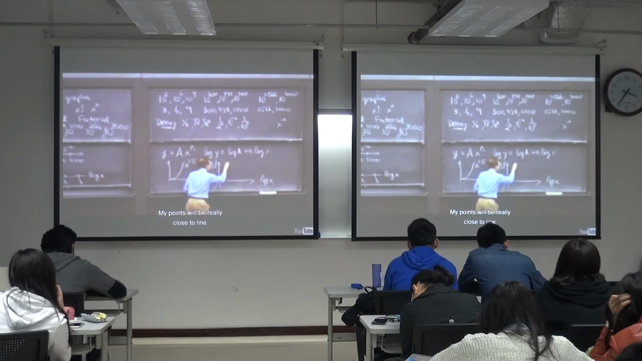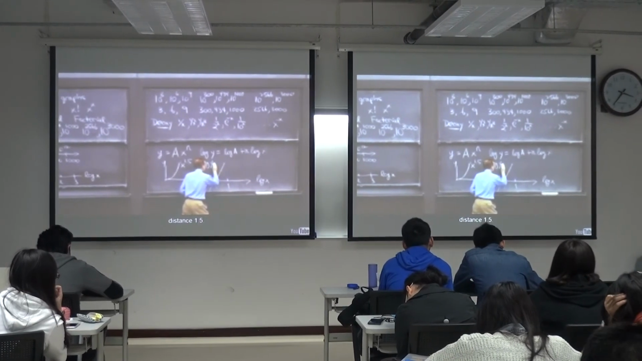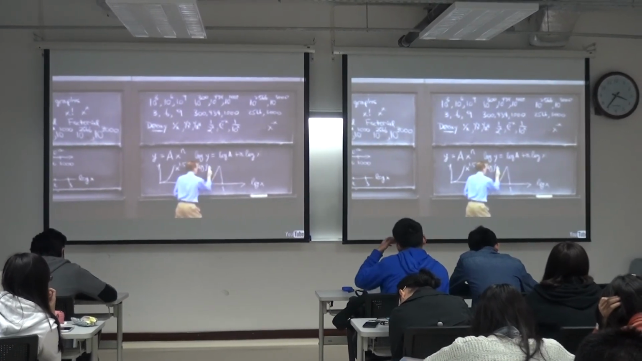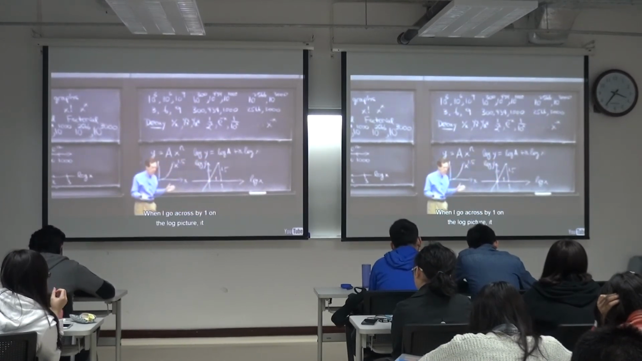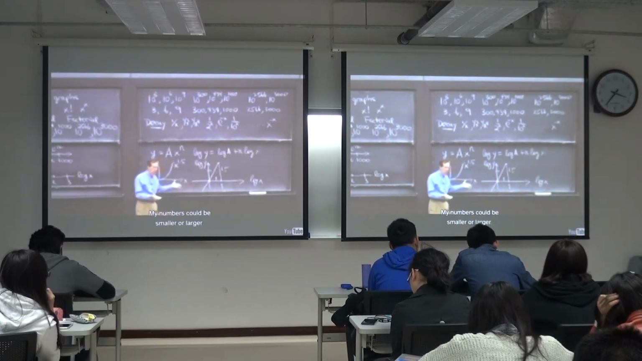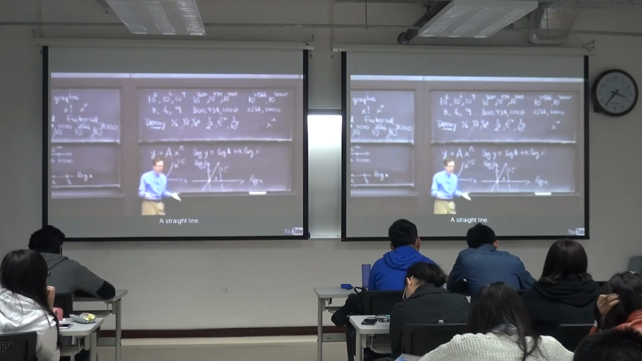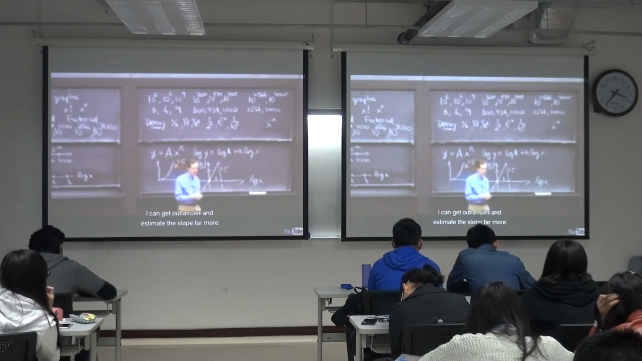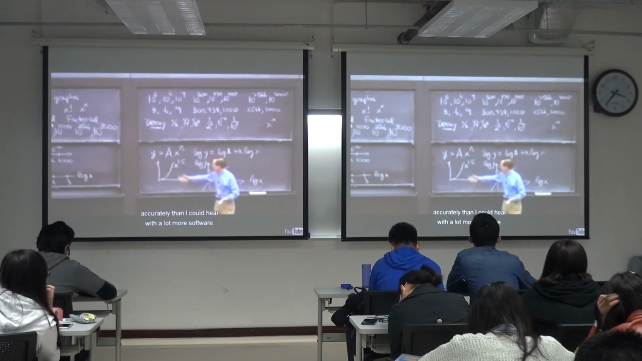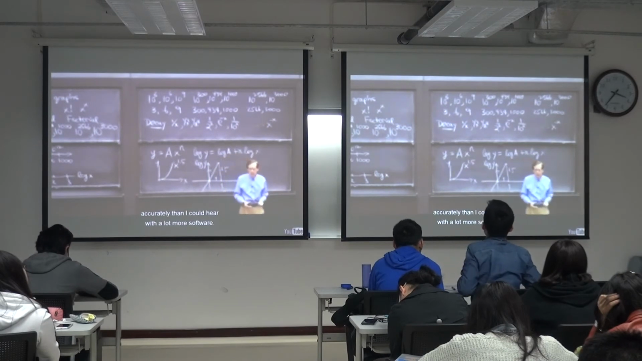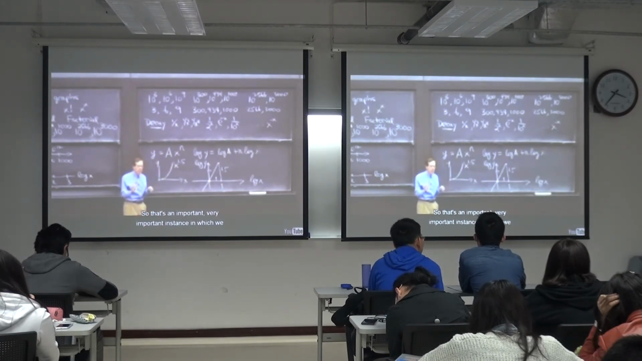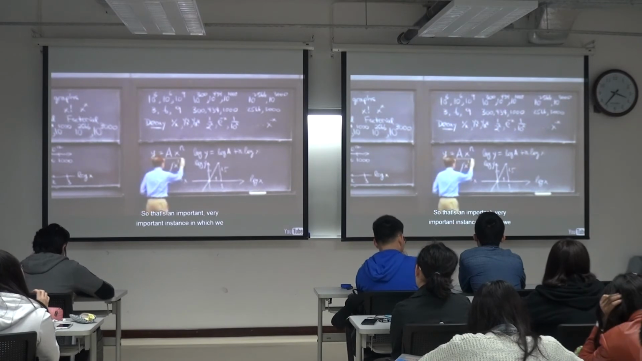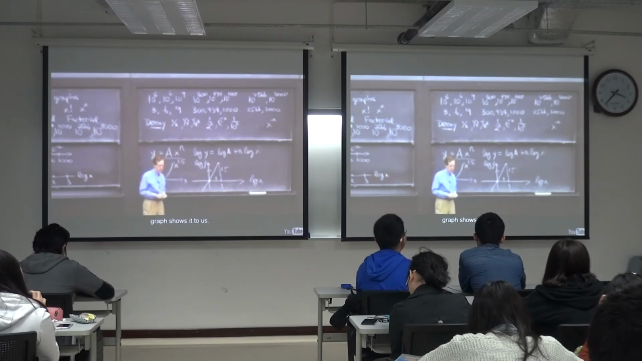My points will be really close to a line. If I go out a distance 1, then I go up a distance 1.5. When I go across by 1 on the log picture, my numbers could be smaller or larger. With a straight line, I can get out a ruler and estimate the slope far more accurately than I could with a lot more software. So that's a very important instance in which we wonder what the rate of growth is, and the graph shows it to us.